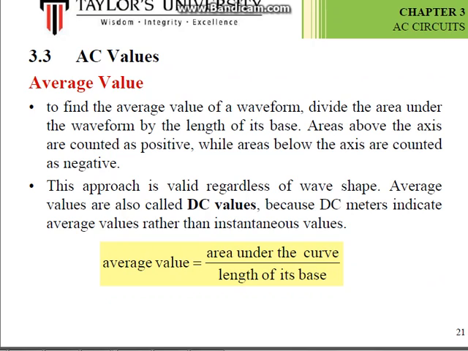All right, so let's move on to AC values. Usually when we want to find an average value of a waveform, what happens is that they get the area under the waveform and then they divide it by the length of the base. Area above axis positive, area below axis negative. This is just some definition and things like that. Basically, what we need to know is that average values are also known as DC values, because it actually indicates the average value, and this is the formula basically just to indicate what is being explained on.